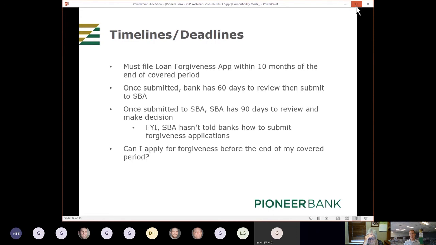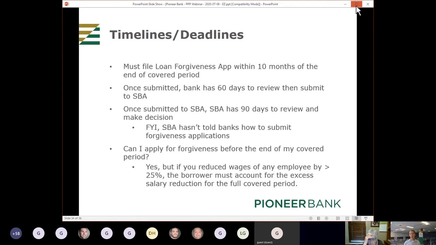A big question that people usually have is, can I apply for forgiveness before the end of my covered period? In the case of the 24-week period, even if you got your loan on the very first day you could, April 3rd, your covered period would end sometime in October. So if I've already spent the money where I needed to and I will qualify for forgiveness, I want to apply now. Can I? And the answer is yes, you can.